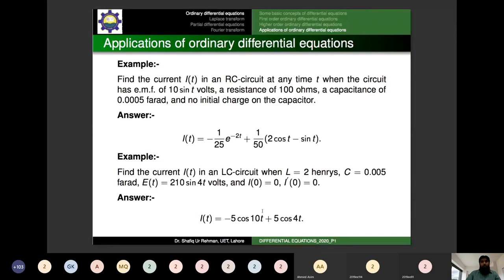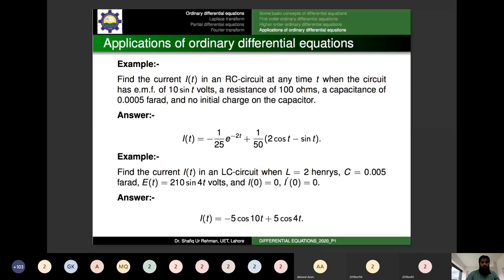Find the current in an RC circuit at any time t when the circuit has electromotive force, capital E, times capital R, 100, capital C, 0.0005, for example, and no charge on the capacitor is there. So you need to go back and look into the mathematical given conditions.